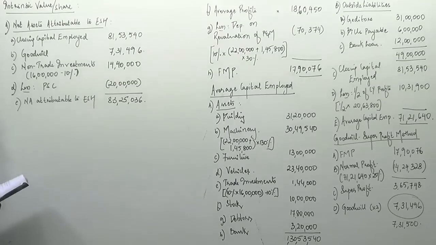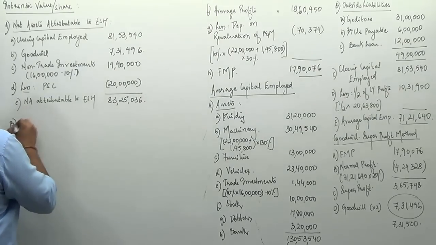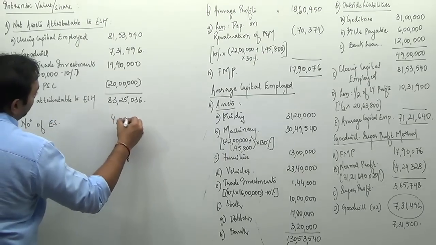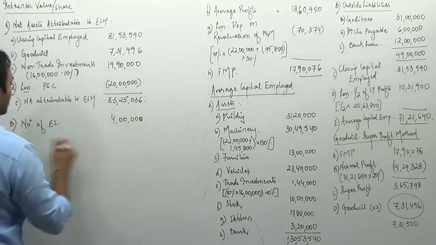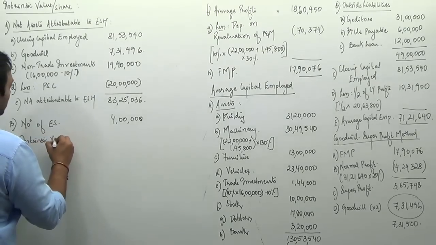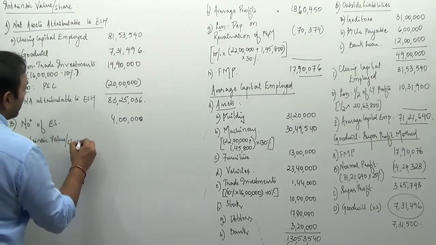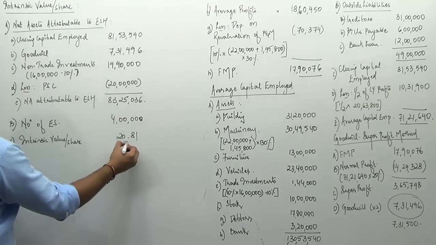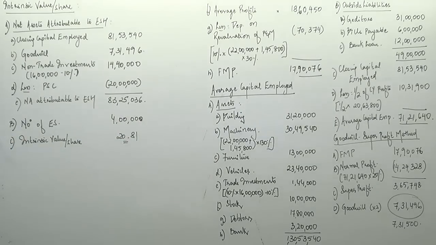You know the number of shares? 4 lakhs. Then get the value. Number of equity shares, 4 lakhs. Then finally, intrinsic value per share is 20.81, 812. Yeah. And that will bring us to the end of the problem.